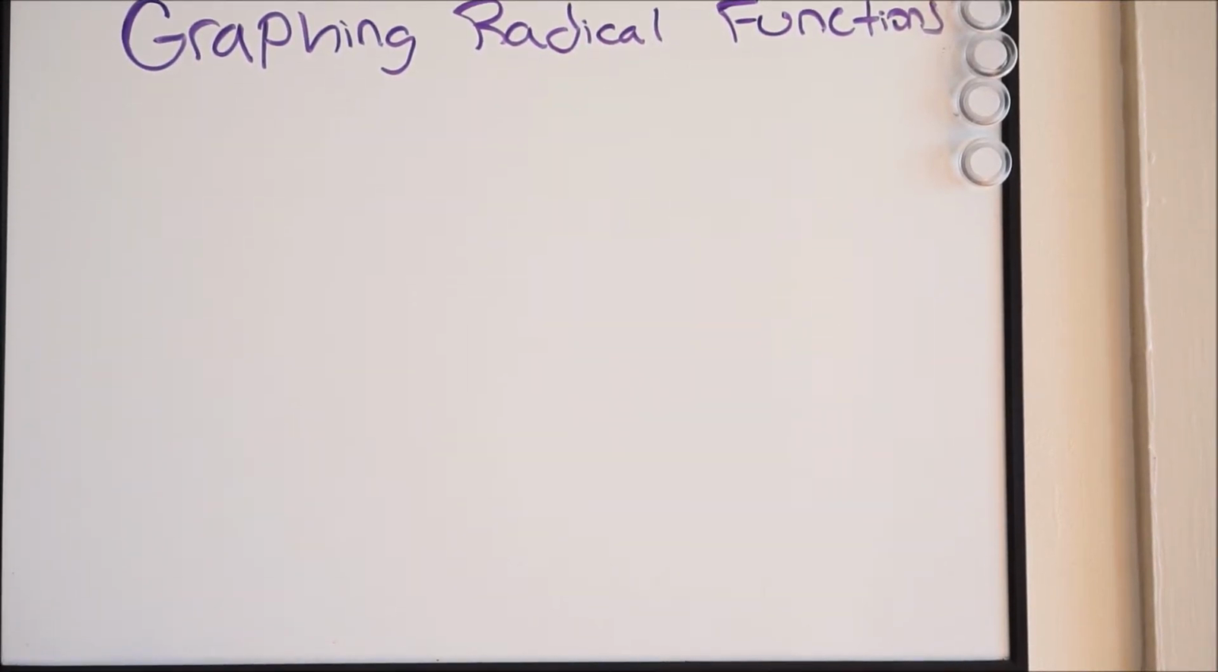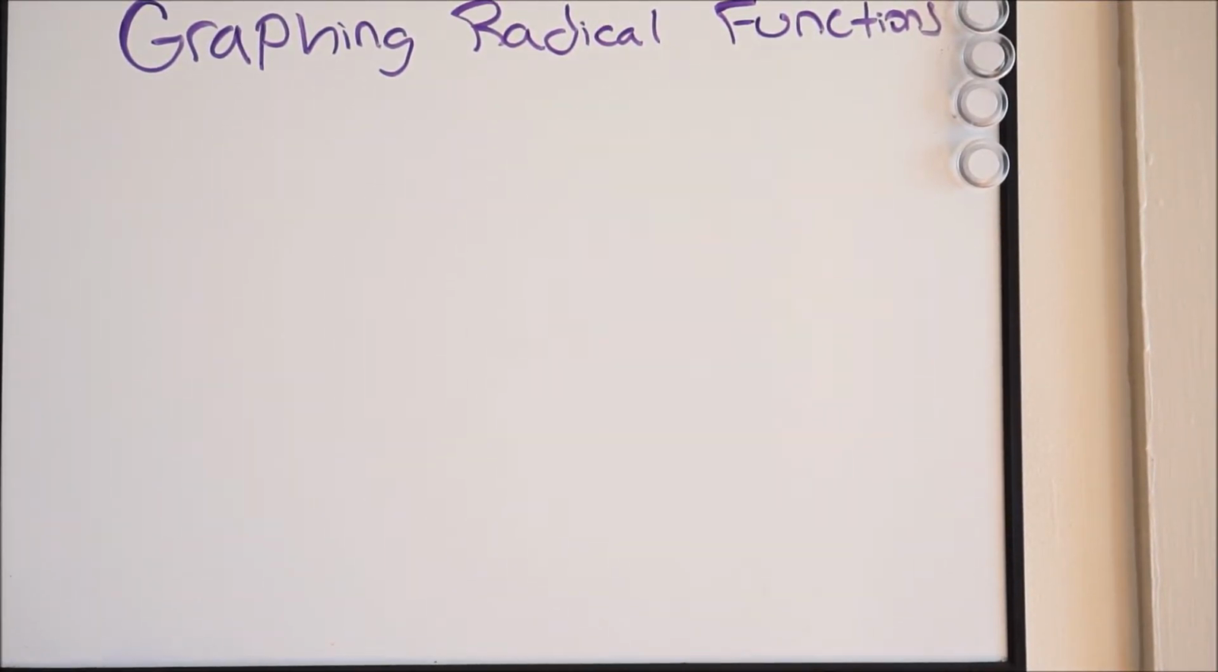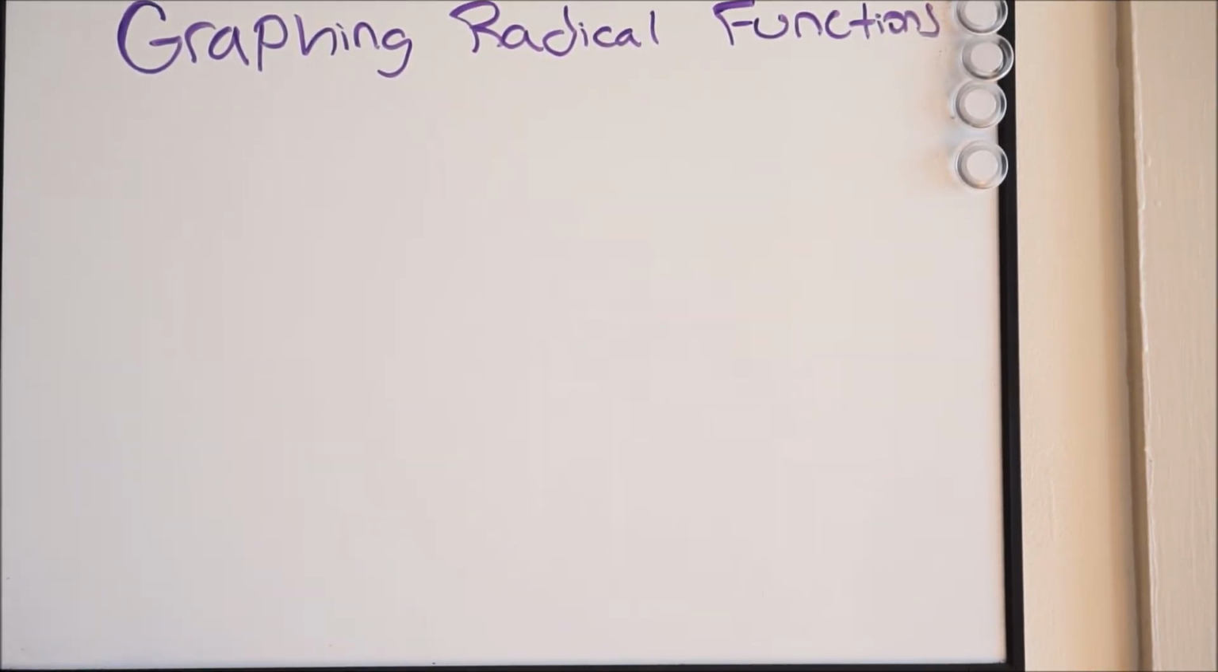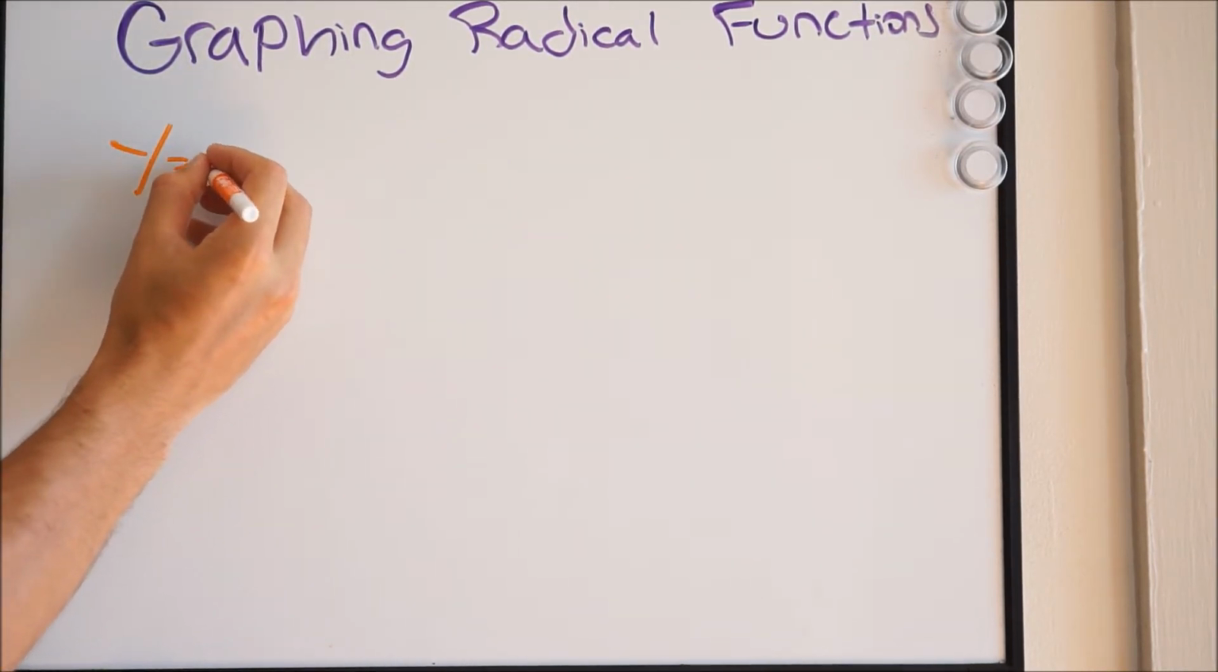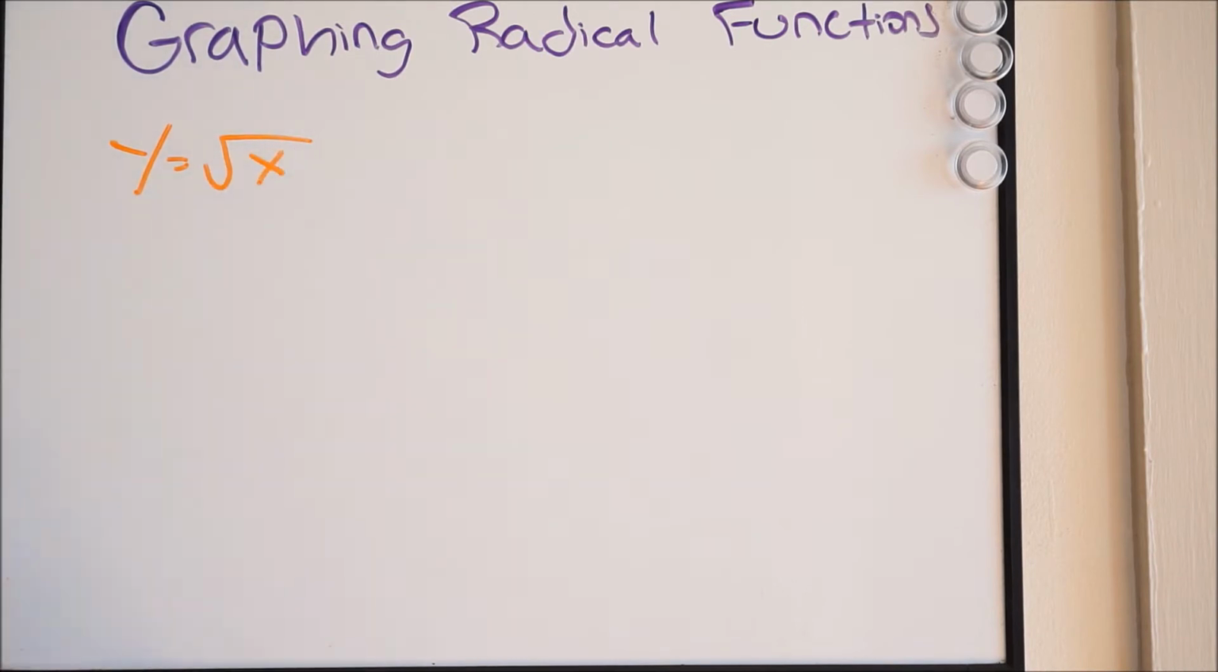Alright guys, today we're going to be talking about graphing radical functions, and before we get into it, why don't we go ahead and first talk a little bit about radical functions. So if we look at the parent function of a radical function, we'll have y equals the square root of x. So that would be considered our parent graph or our parent function.